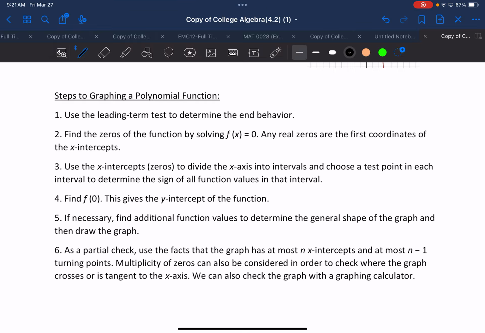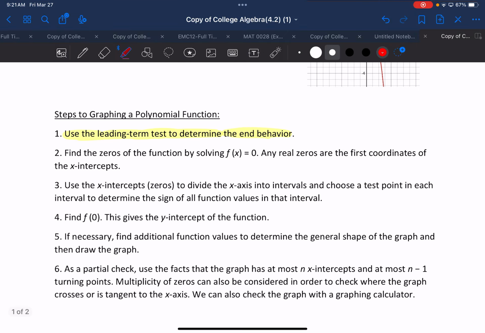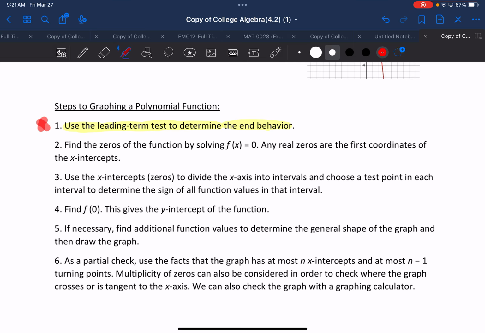So the first one says to use the leading term test to determine the end behavior. That's very helpful. It seems like it might not be that helpful, but this is honestly going to help you answer like 50% of those questions just by doing this, because you'll be able to eliminate all of the other ones that don't have that end behavior.